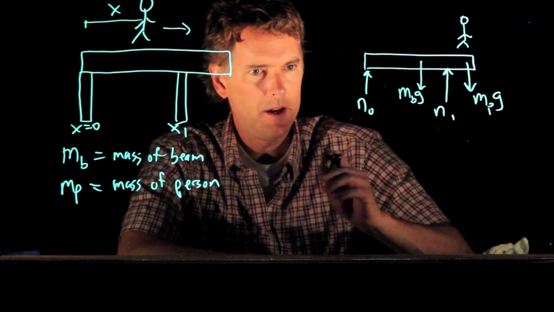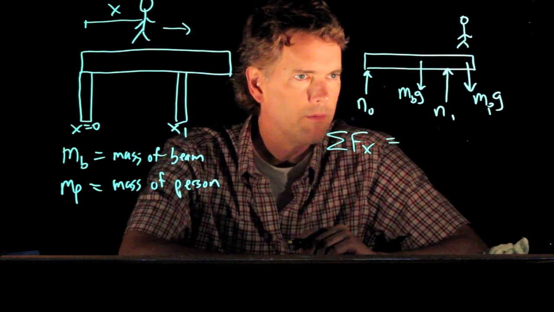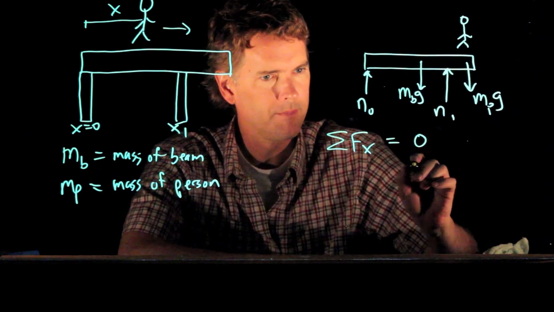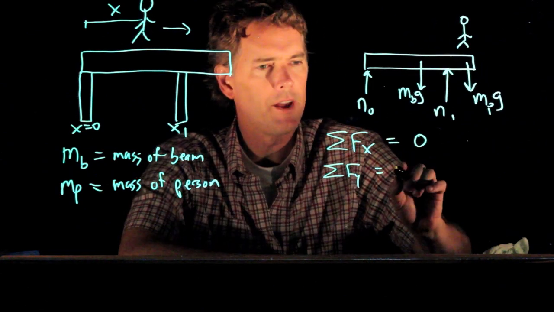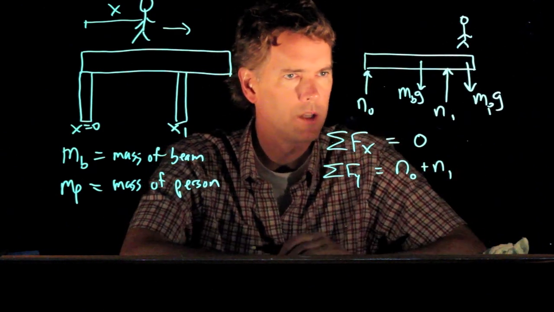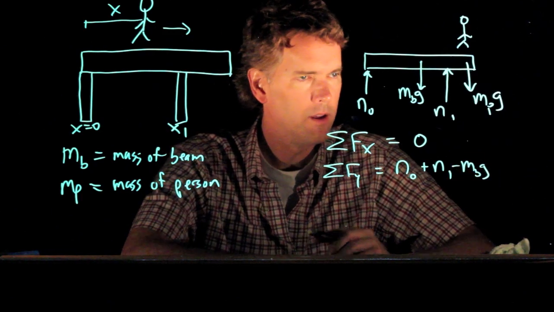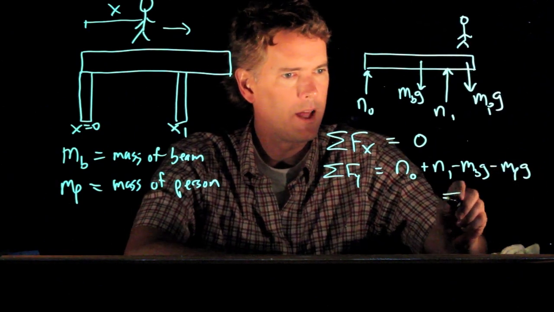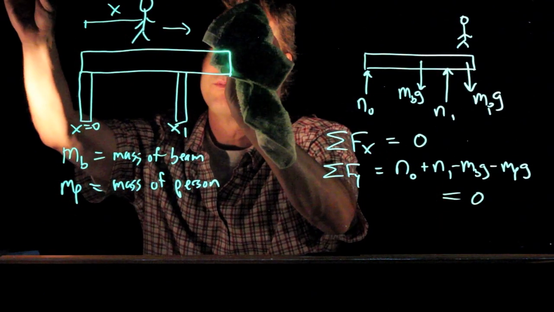And now we need to analyze both the forces and the torques. So forces in the x direction are obviously zero. There's nothing pointing right or left. What about the forces in the y direction? Well, we have N0 going up. We have N1 going up. We have m_b g going down, and we have m_p g going down, and all of that has to add up to zero.